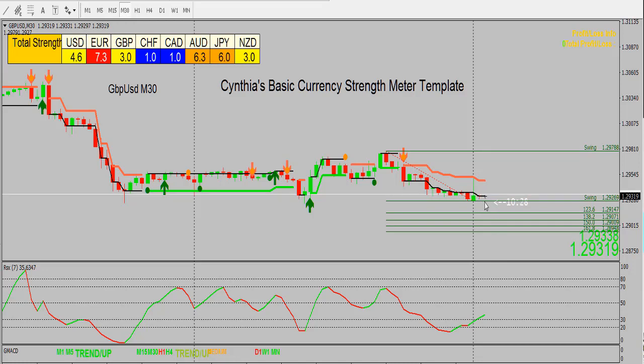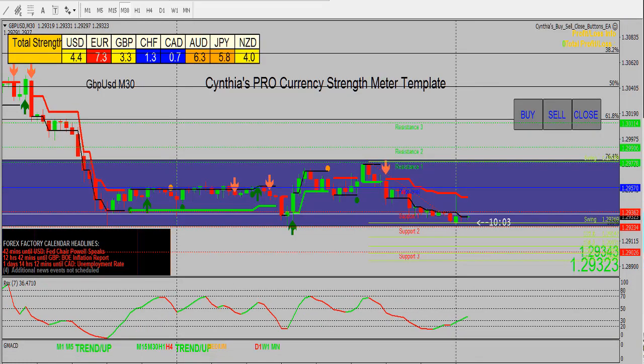But the candles are very small. There's basically no strength right now, so it's pretty untradeable. But I just wanted to show you the basic currency strength meter template. Then I want to show you the Pro currency strength meter template to show you all the extra advanced indicators that you get. So let's take a look at the pound US dollar in M30 for the Pro currency strength meter template.